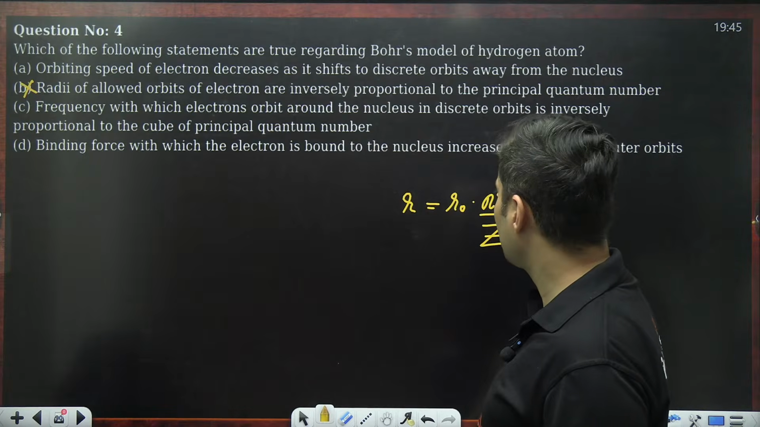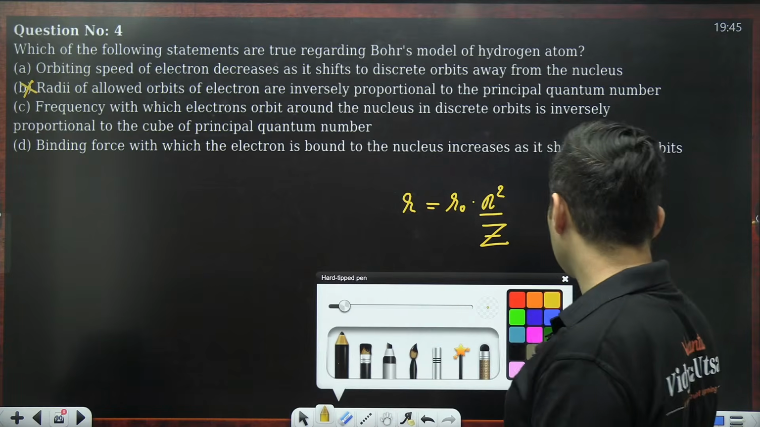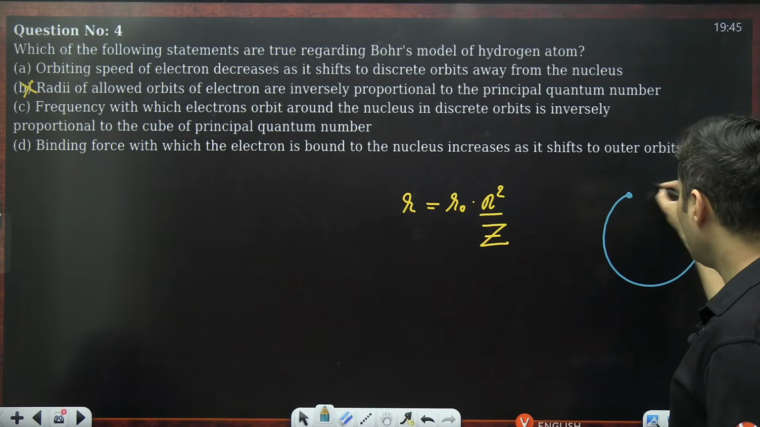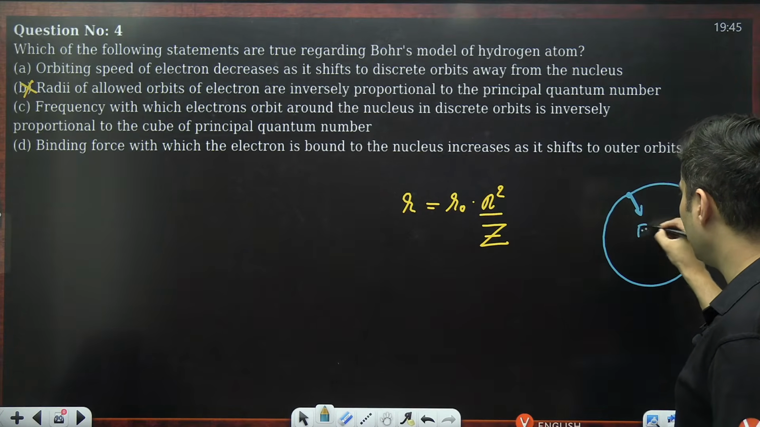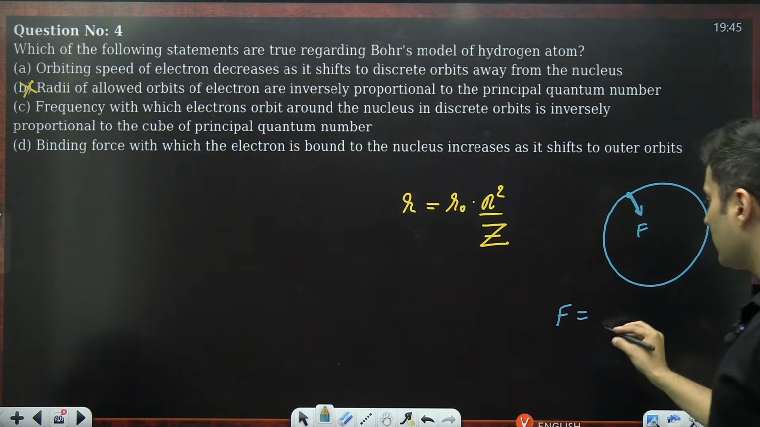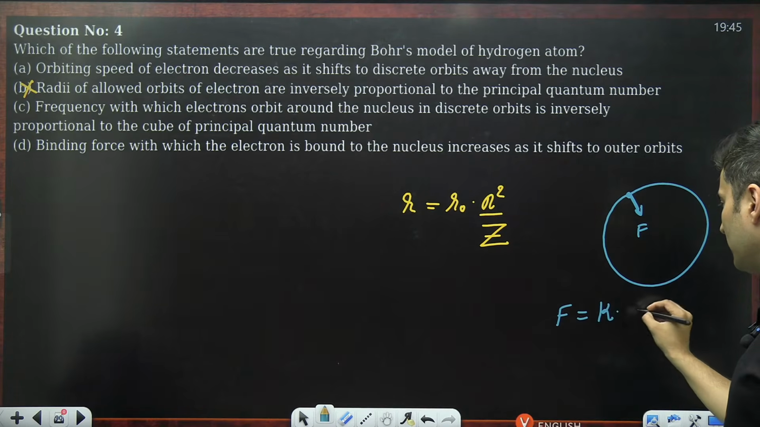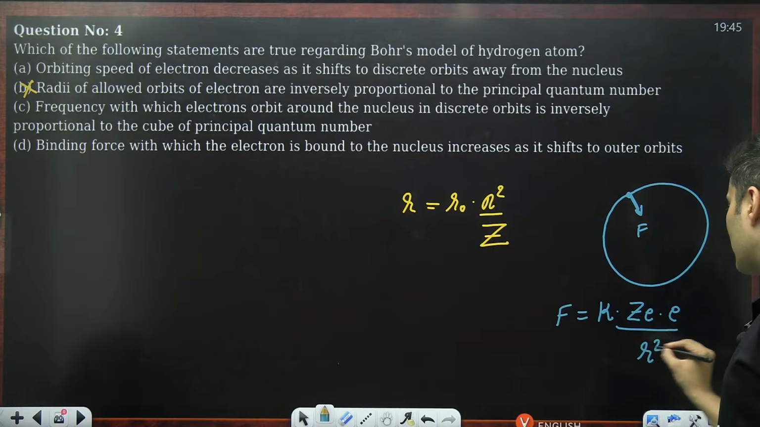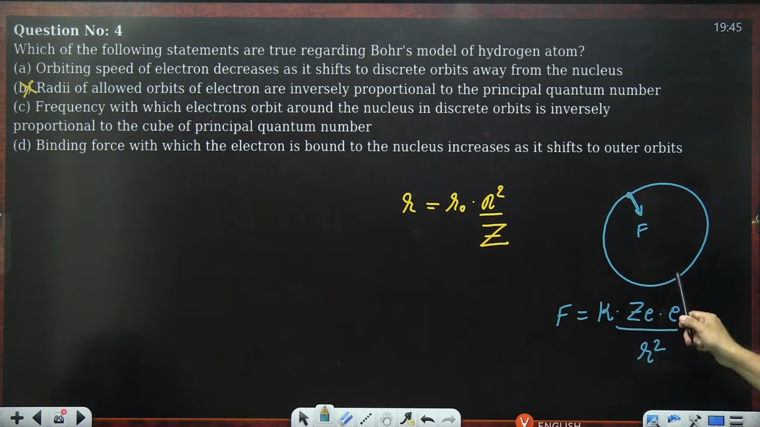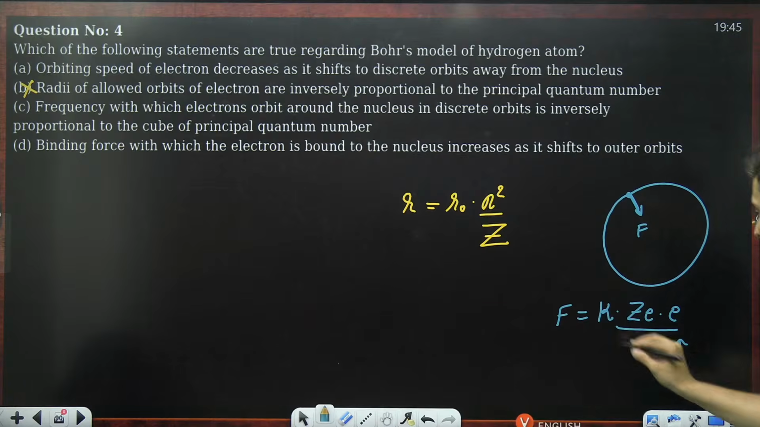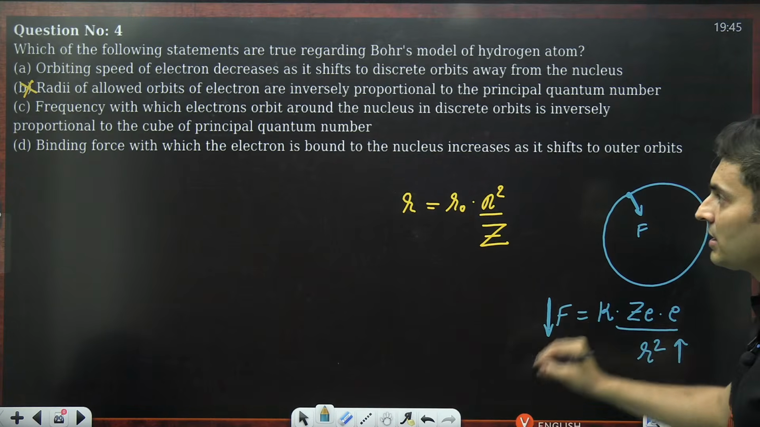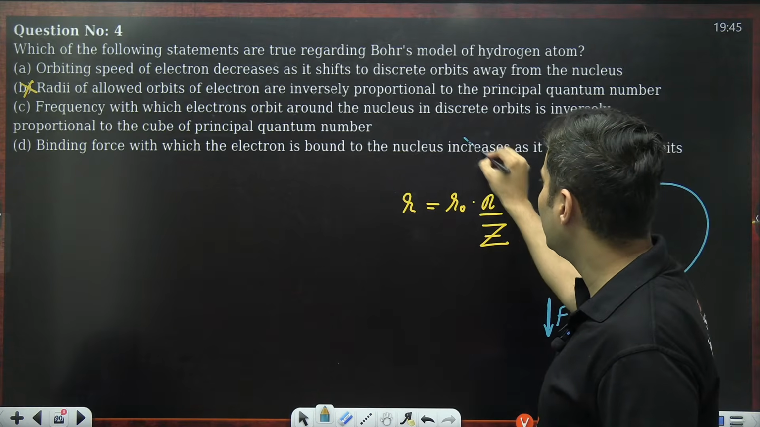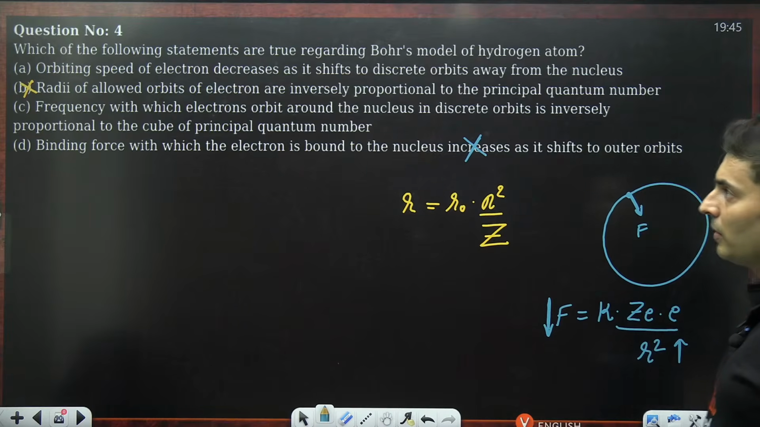Frequency and binding force increases as it shifts to outer orbits. Okay, so when an electron is revolving in that orbit, that force is given by Coulomb's constant into nucleus charge into electron charge divided by r square. So as it shifts to outer orbits, r will increase, so the force will obviously decrease. So the binding force increases is wrong. It should actually decrease. So D option is also wrong.